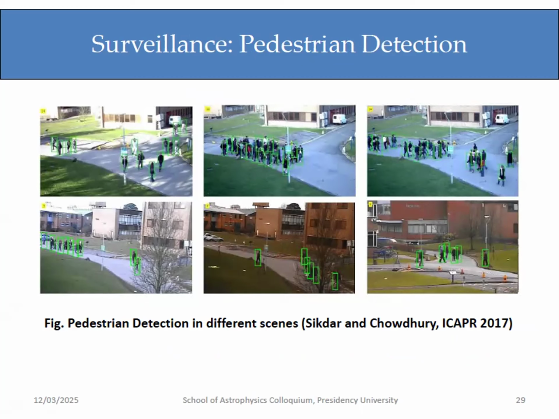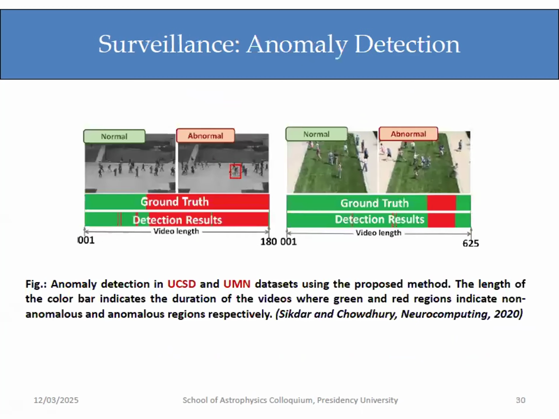This is again another surveillance question. So we have to detect different pedestrians here. I told you a little bit earlier about anomaly detection. As you can see, for anomalous and normal, or abnormal and normal scenarios, how do you detect? Can you detect in an unsupervised manner?